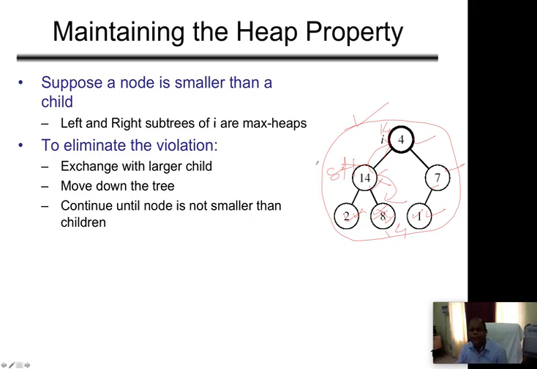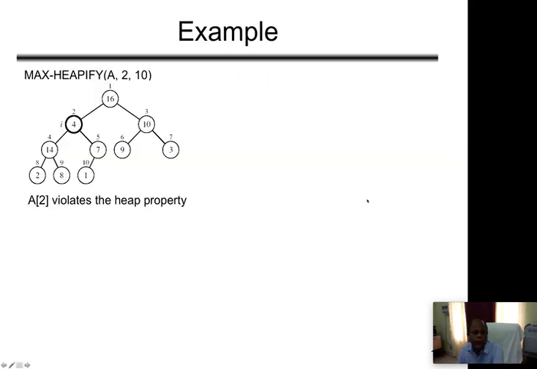This process is called heapify, because the node is violating the heap property. It has to move down to either the left node or the right node, depending on which one is bigger, and we exchange it. Then again we have to check whether the heap property is maintained or not. Accordingly, we move, and that is called heapify. This is called max heapify, because you are maintaining the max heap property.